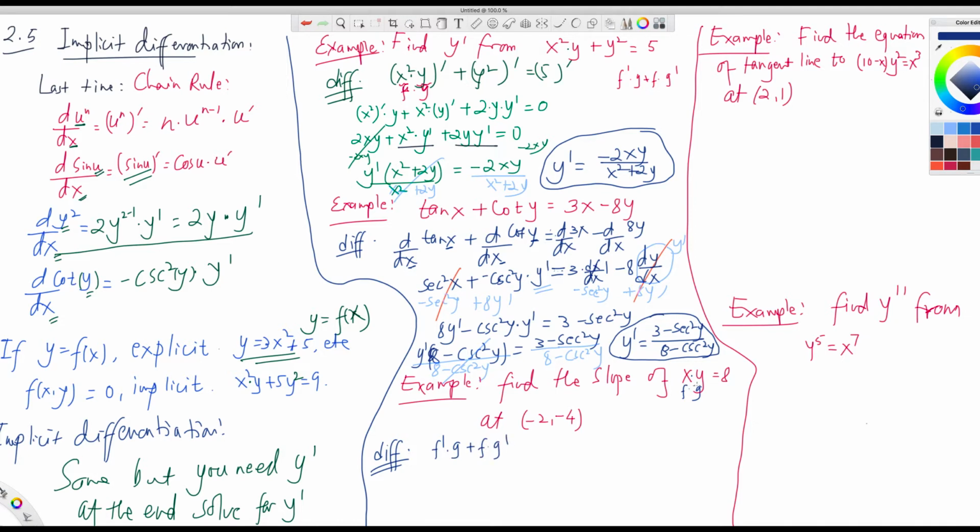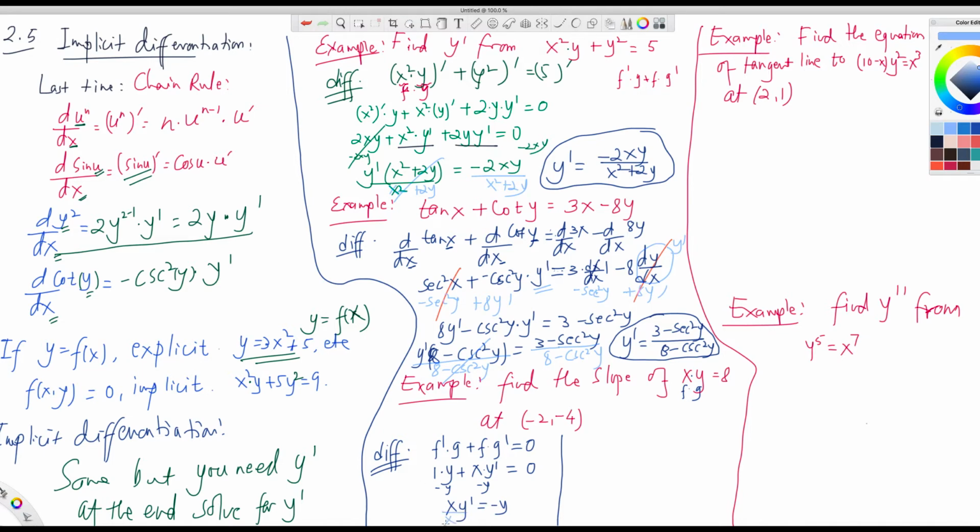But here, what is your f? F is x, right? So the derivative of x is 1 times g, which is y, plus f, which is x, times g prime, which is y prime, right? And on the right side, this is just a number, so the derivative is 0. You see that? Now you need to solve for y prime, so you subtract y on both sides, right? So what do you get? X y prime equals negative y.